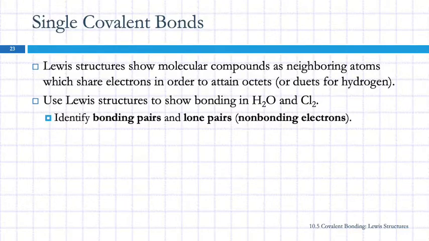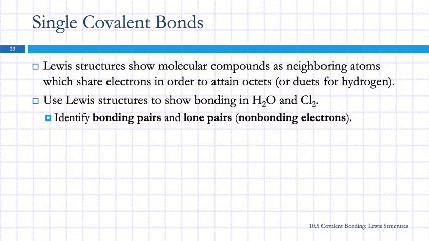Okay, covalent bonds. So if we're looking at Lewis structures for molecules, we're going to show neighboring atoms sharing electrons to get octets, or for hydrogen, a duet. So we're going to use Lewis structures to show the bonding in water and chlorine.